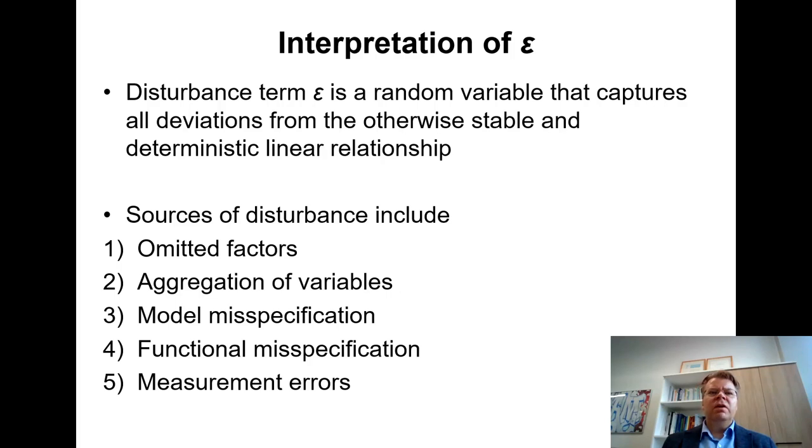There may be some kind of aggregation bias, for example. I don't have a good example in the housing market context, but if you have some macroeconomic variables such as GDP or unemployment and so on, there may be some difficulties in aggregating from the individual companies and individual agents of the economy to the aggregate level of the country.